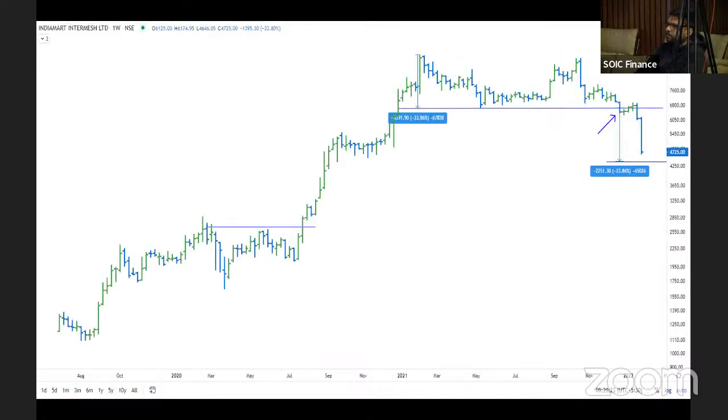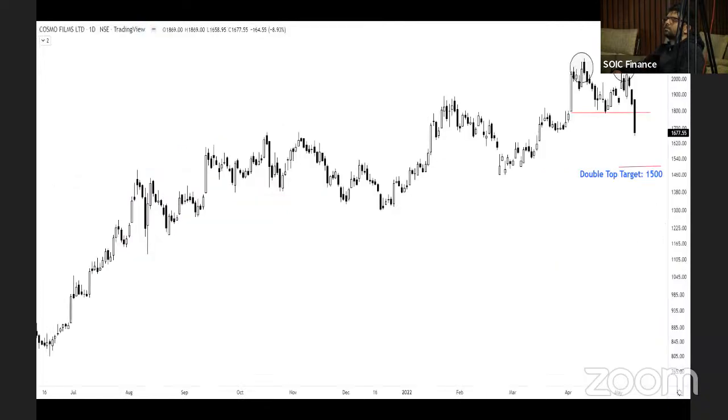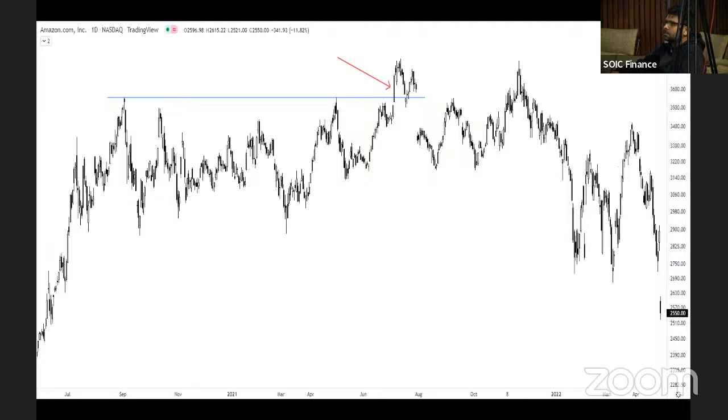India Mart Intermesh. Dollar currency index, it was a double bottom breakout at 91, 92, and it went till 113, 114. I think in October, November, the same time when our market also topped. Cosmo Film was one. Amazon was the September breakdown. I think much before September, Amazon broke down with a gap. Very strong. This was the news of a new CEO coming in when the stock broke out.